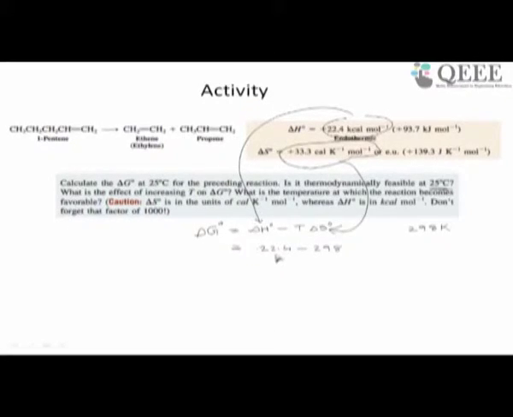Since delta H we have written in kilocalories, this we need to convert into calories. That you can write as 0.0333. You just have to multiply by 1000, or divide by 1000 if you have to convert this to kilocalories. So then it comes to 12.5 kilocalories per mole.